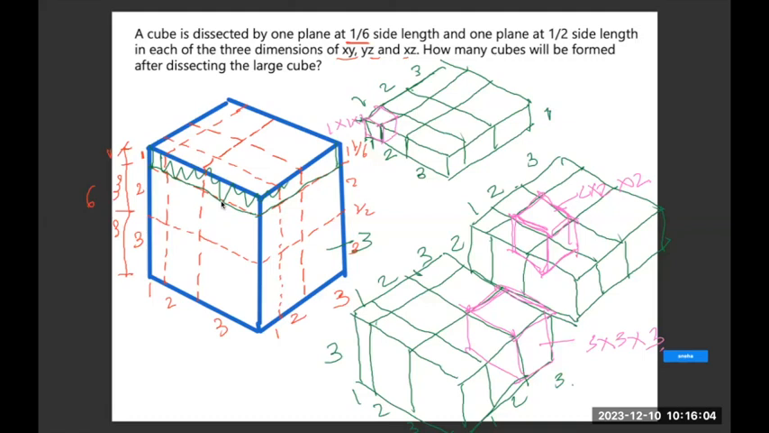So in total, when I dissect the cube along the 1/6 and half side length, along all three planes, I will be getting a total of 3 cubes. Is this clear? Any doubts, any questions?